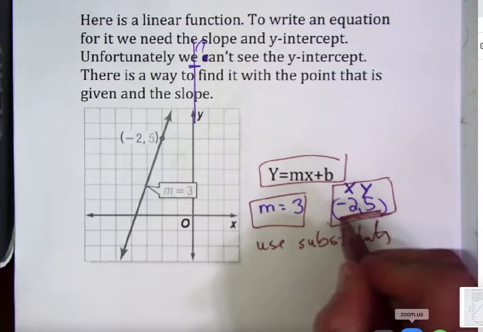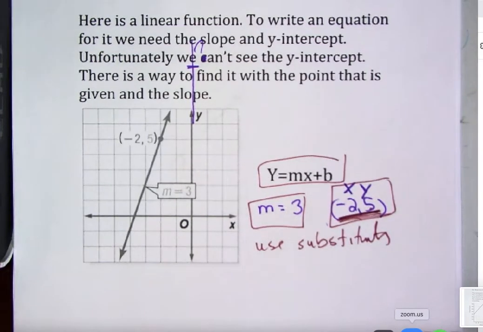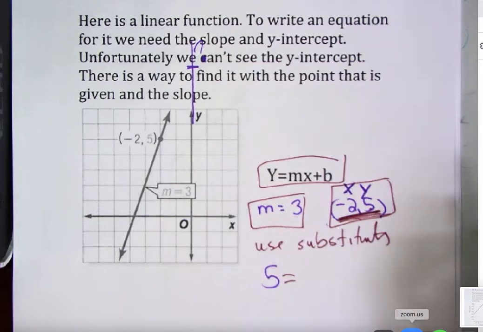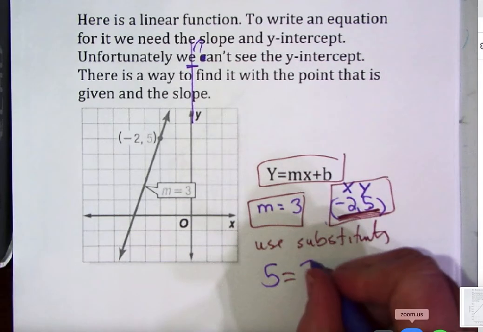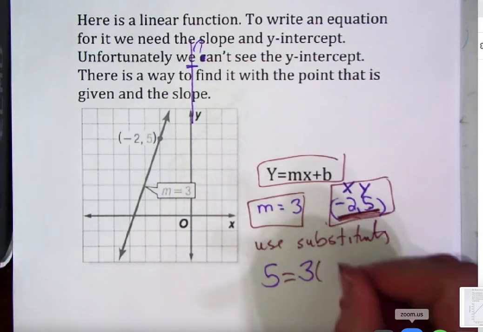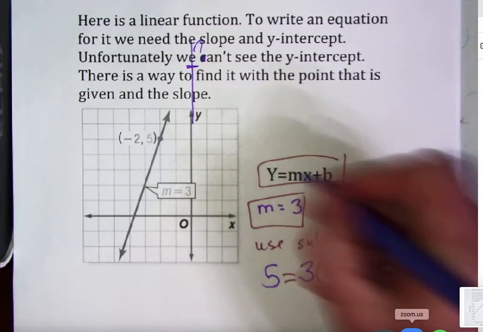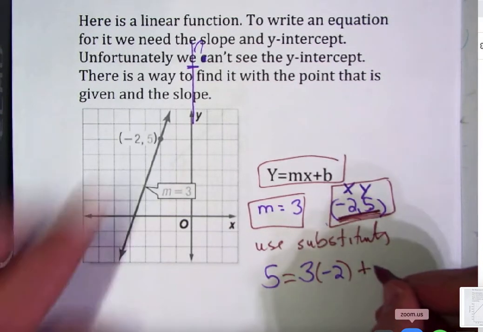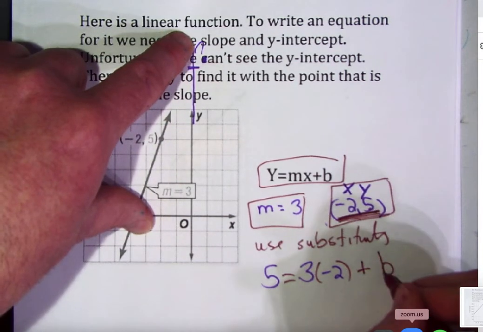What's the y value they give us? 5. There's our 5, right? Equals. What's the slope of this line? Well, it is 3. The x is -2. But again, we don't know the b value. We don't know the y-intercept way up here.